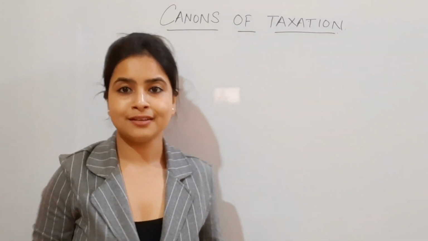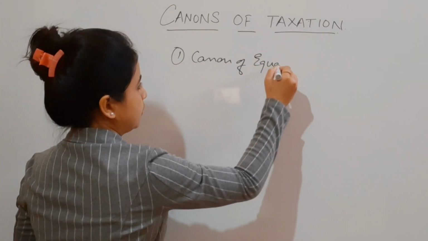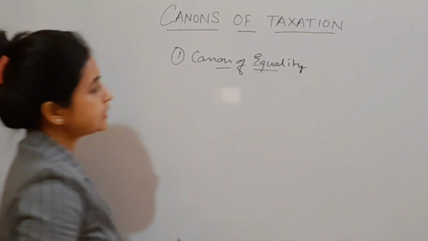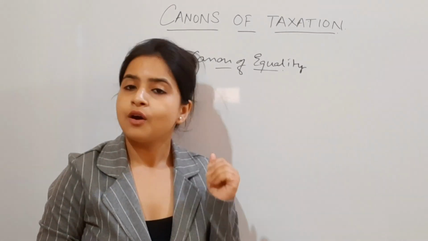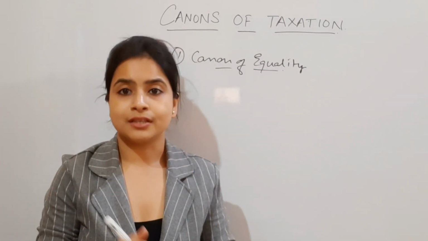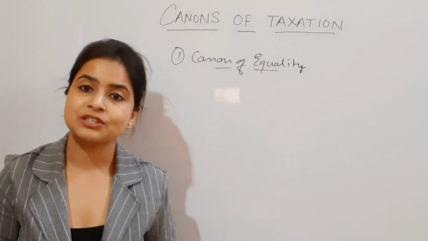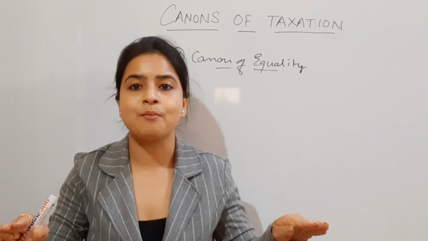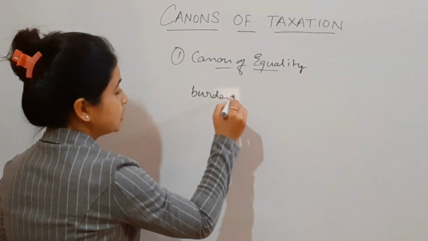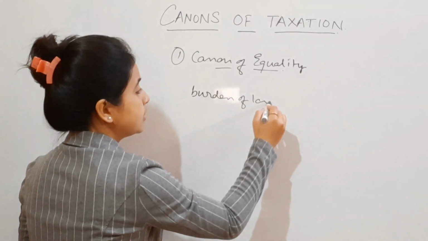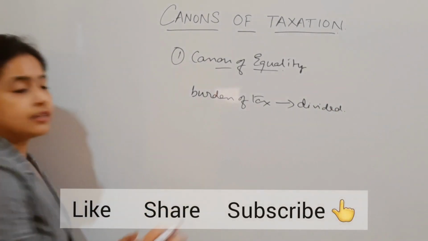So the first canon by Smith was the canon of equality. It's number 1 out of the 4 canons of taxation because it is the most important one. What does this equality mean? Tax is basically a burden, right, for the taxpayers. So this burden of taxation has to be divided equally among all the taxpayers. That is why equality comes in. So first of all, the thing you need to focus on is the burden of tax. This has to be divided equally among the taxpayers.